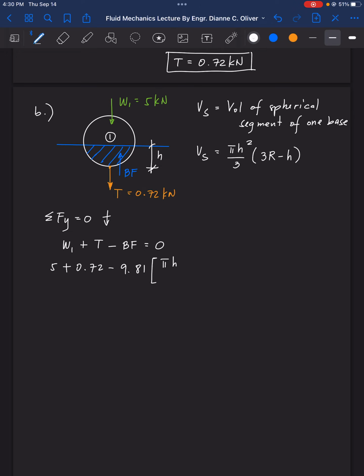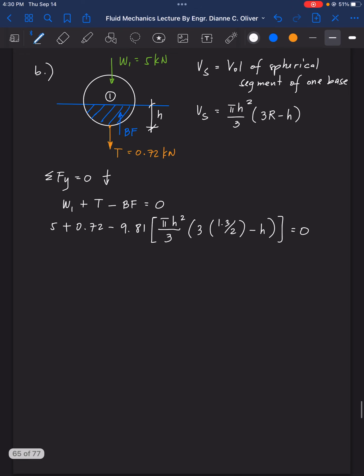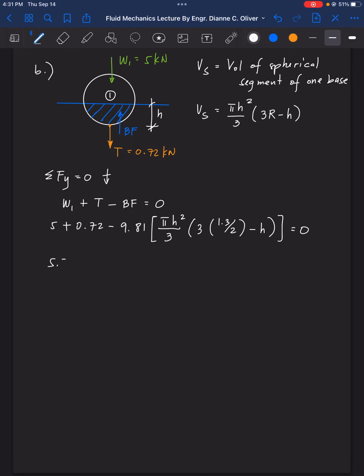Then the volume submerged is the volume of the spherical segment. So pi h squared all over 3 times 3 times the radius. The radius a while ago is 1.3, right? So 1.3 divided by 2 minus h. So this is equal to 5.72 minus 9.81 times pi over 3 times 3 times 1.3 divided by 2. This is 2.042 h squared minus pi h times h.